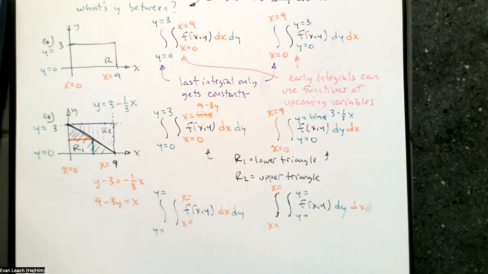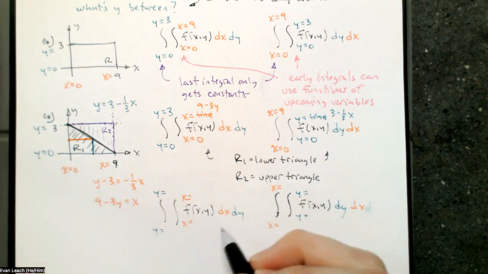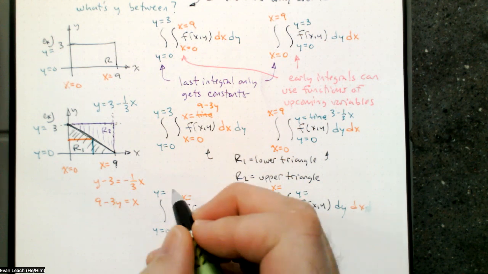All right, let's set up these two double integrals. Now, the best place to start is the easiest place. So we're going to look at the last integral that only gets constants. So in our dx dy integral, y has to be constants. Y goes from 0 to 3.